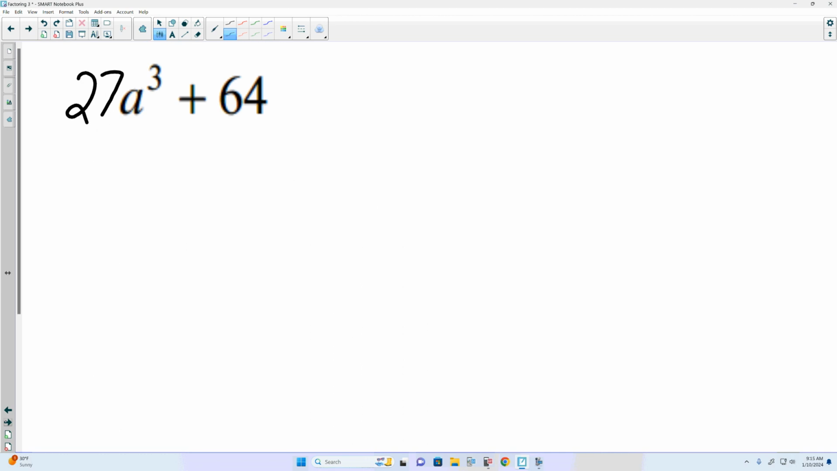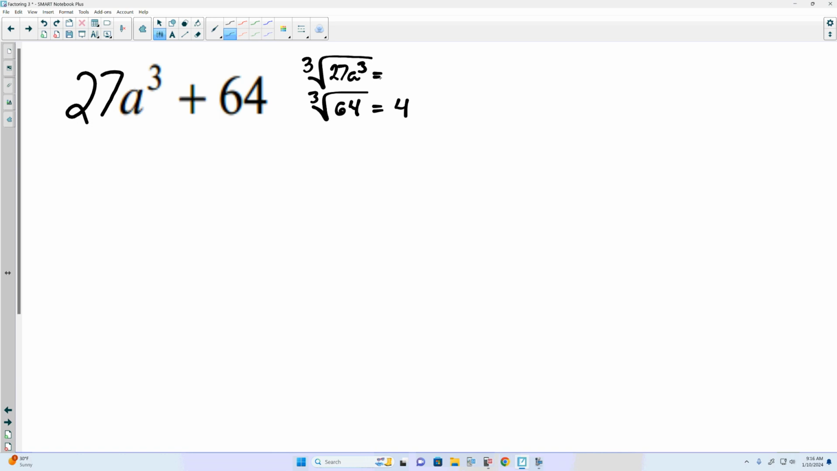Next one here, we have 27a to the third plus 64. So again, just like with the last two, we can take the cubed root of 27a cubed and the cubed root of 64. Well, the cubed root of 64 is 4. We just took that a minute ago.